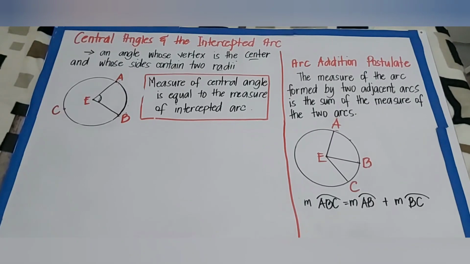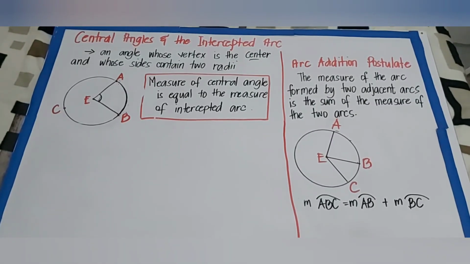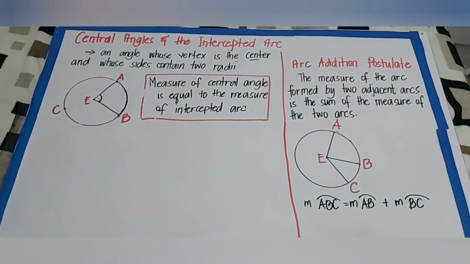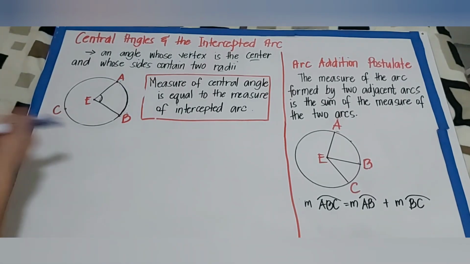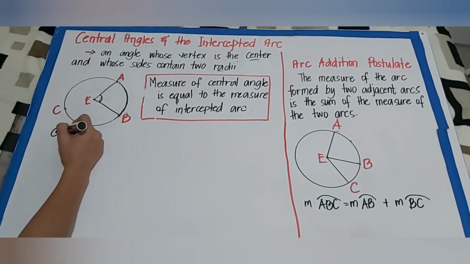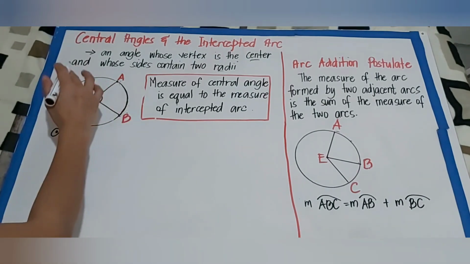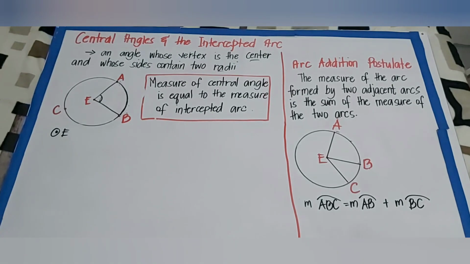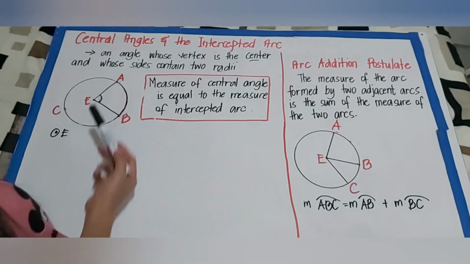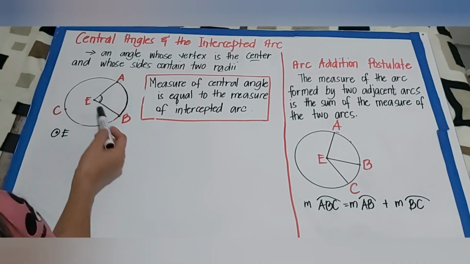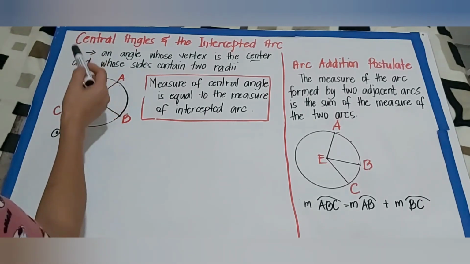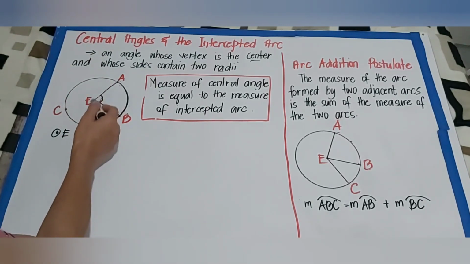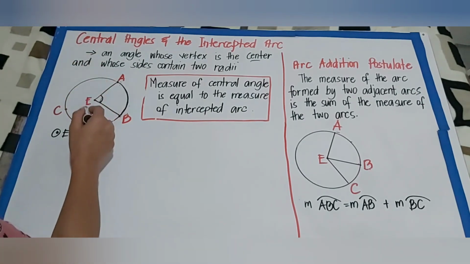So let's talk about central angles and the intercepted arc. What is a central angle? It is an angle whose vertex is the center and whose sides contain two radii. So let's take a look at our example. We have here circle E. The name of the circle is circle E since the center is named point E. Now we have here a radius EA and another radius EB, which makes an angle at the vertex. So therefore, this angle is an example of a central angle.